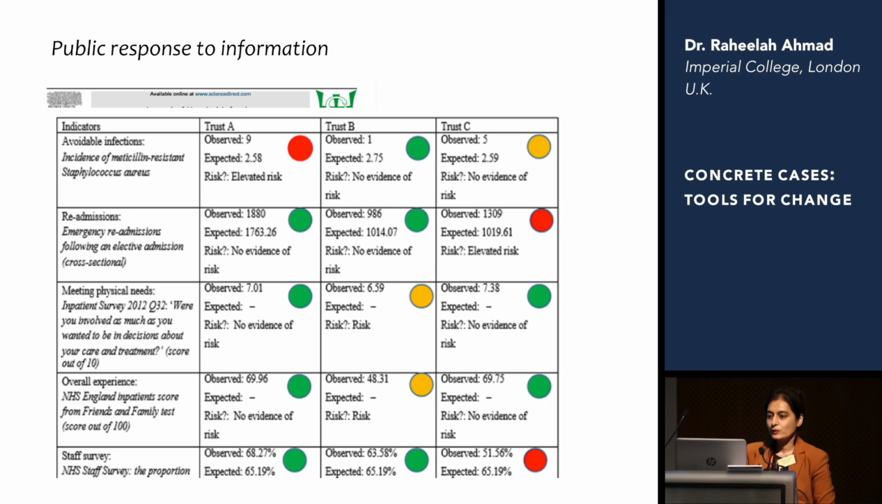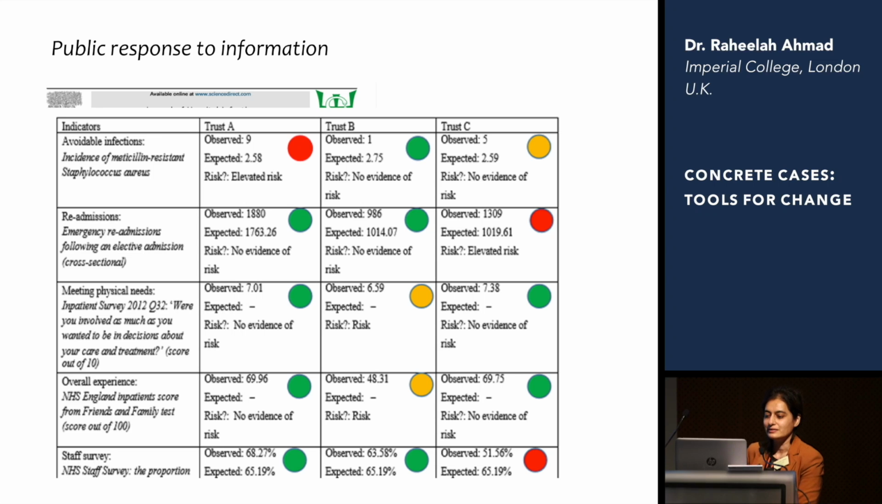You probably can't see what everything is there, so I'm just going to quickly read what's on that side of the column. You've got MRSA rates as the first indicator. You've got readmission rates as the second one. You've got the inpatient survey meeting physical needs of patients in a hospital. You've got overall experience, which is called the friends and family test. The question asked of patients is, would you recommend this hospital to your friend or family?